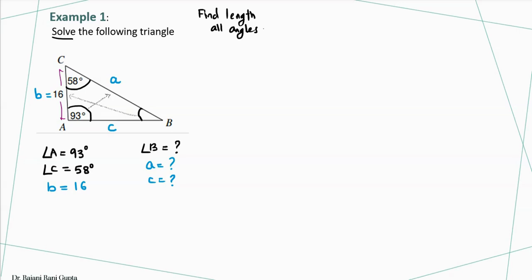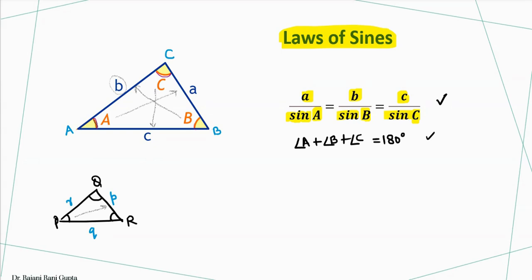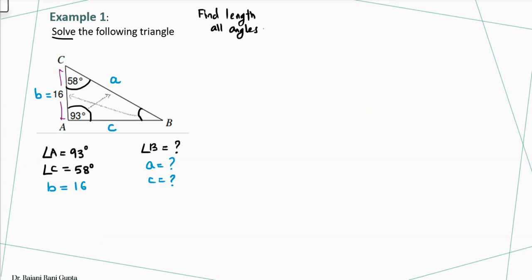So we get this information from the given diagram. So now we'll make use of these two rules to get the missing information. So first of all, we use this rule to get the angle. Always start with the angle first. So we know that angle A plus angle B plus angle C is 180 degrees.